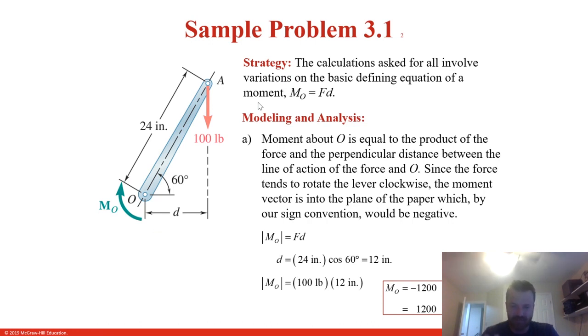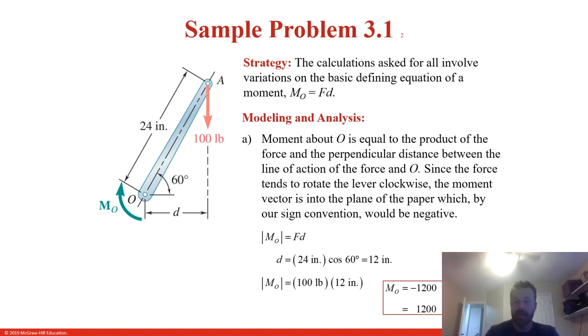So rather than confuse you, we'll go on and look at what's going on here. This is computing the actual moment of the original 100-pound force about point O. As we mentioned, this is just the distance that you need to compute. You can get it as 24 times cos 60. They've extended their line of action out, computing that perpendicular distance. 24 cos 60 times 100 pounds gives us a moment of 1,200 pound inches, or pounds times inches. And of course, that is in the clockwise direction.